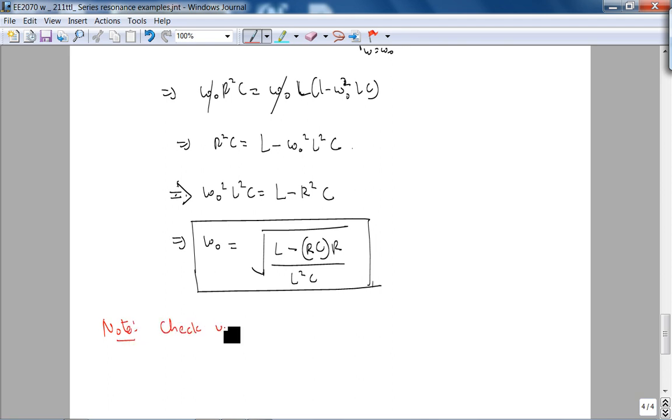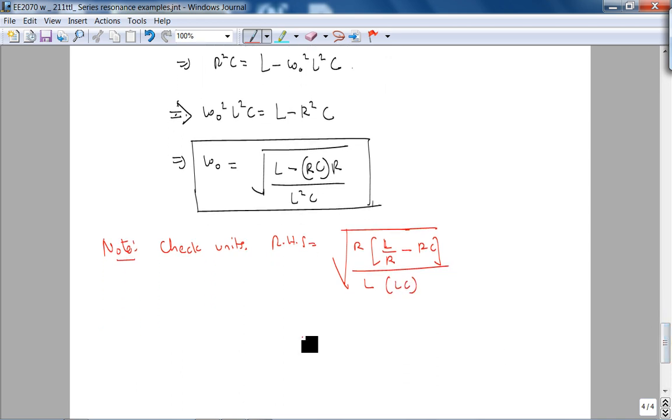Check units. On the left-hand side, the units of RC is a time constant. Let's do this. You know that the right-hand side is going to be a square root. I'm going to factor out an R, and I'm going to get L over R minus RC divided by L times LC. So what is this going to be?